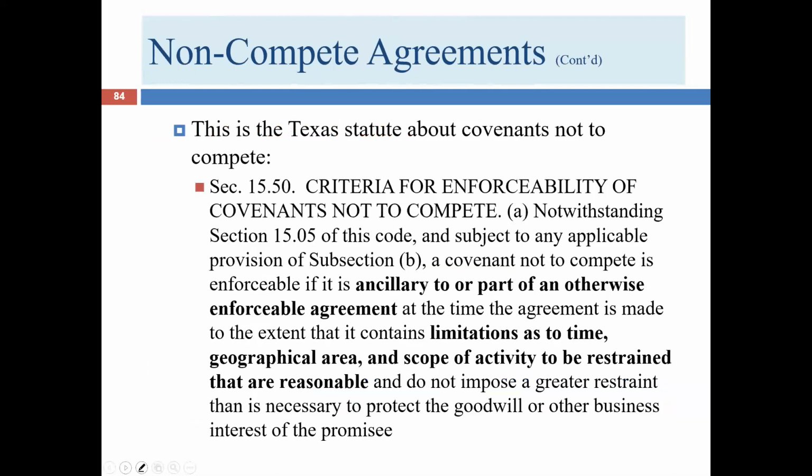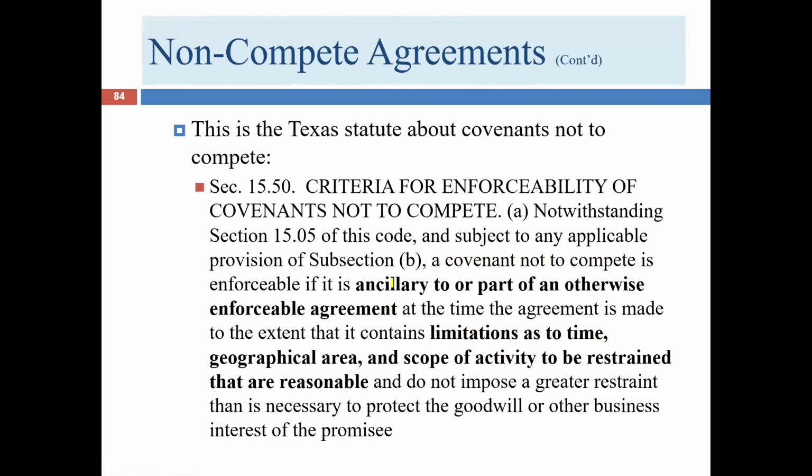So here's our statute. The statute itself is quite typical. It's not extraordinary in any sense. Let's start right here. A covenant not to compete is enforceable if it is ancillary to or part of an otherwise enforceable agreement at the time the agreement is made, to the extent that it contains limitations as to time, geographical areas, and scope of activity to be restrained that are reasonable. So we need 2 things in Texas. We need it to be part of an otherwise enforceable agreement.